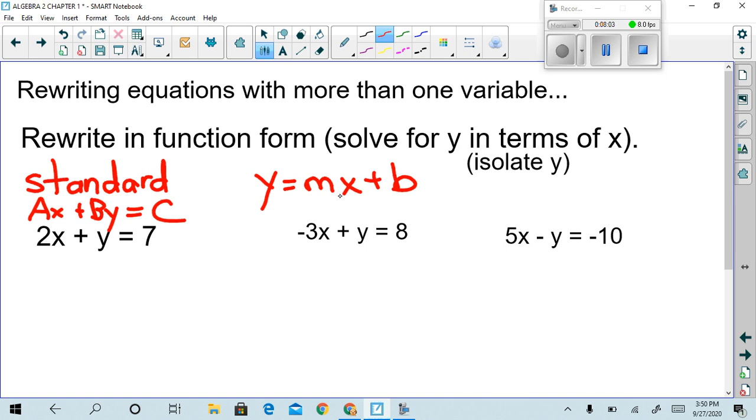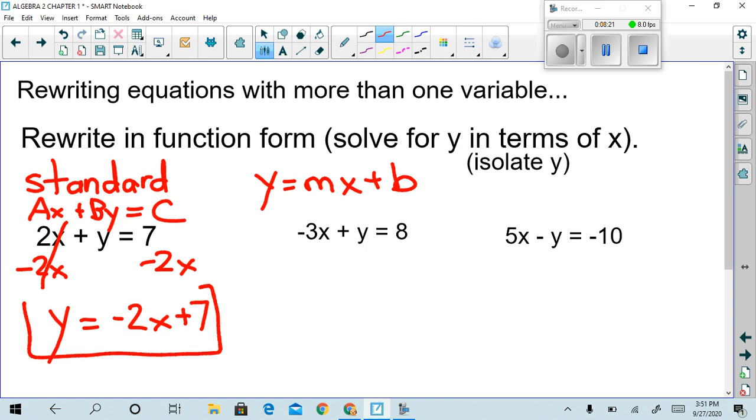So looking at this first problem, I have to move the 2x. Inverse operation says let's subtract it on both sides. It will cancel on this side. I'm left with y. I now put the x term in front of the constant, and I'm done. Some of you were trying to solve. We didn't have to solve anything because we don't have enough information to solve. We're just rewriting.